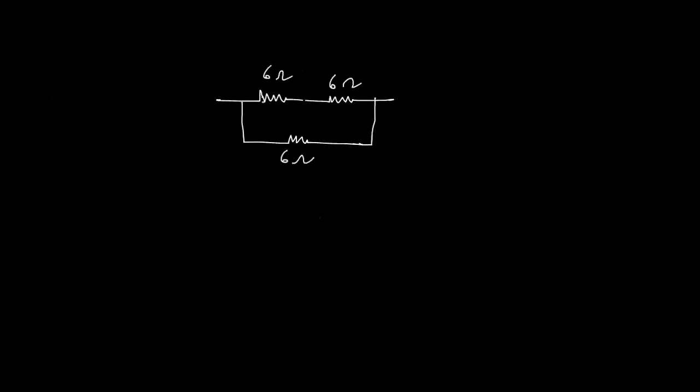Now you first add these two resistors, meaning the equivalent resistance for these two resistors would be 12 ohm because they are connected in series. So instead of these two 6 ohm resistors, you can place only 12 ohm. And another one is of 6 ohm.